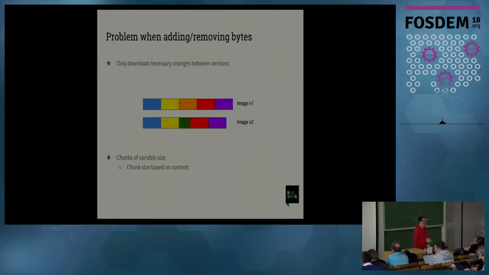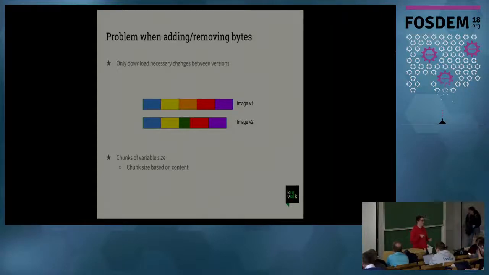But there is a problem too if we do it naively without thinking too much. If the image gets some bytes removed or added, we can think that if the chunk size was fixed, it will not really work because the hash of the next chunk will be completely changed. So to fix this problem, CAsync implements a variable size for chunks. And the size of each chunk can vary depending on the content.